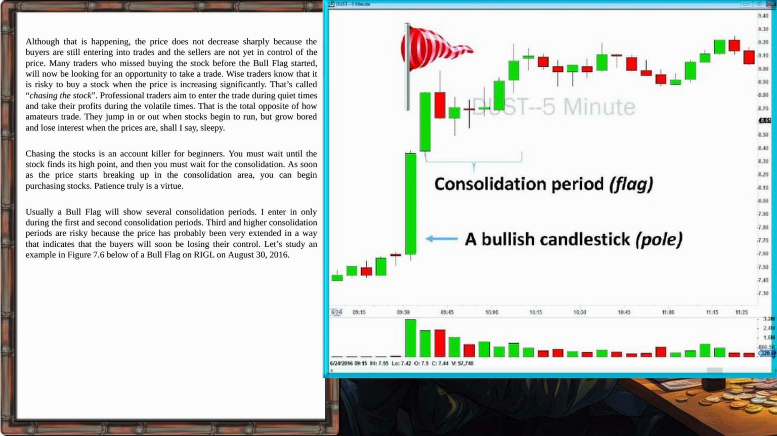Professional traders aim to enter the trade during quiet times and take their profits during the volatile times. That is the total opposite of how amateurs trade. They jump in or out when stocks begin to run, but grow bored and lose interest when the prices are, shall I say, sleepy.